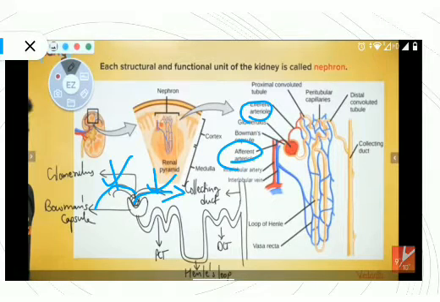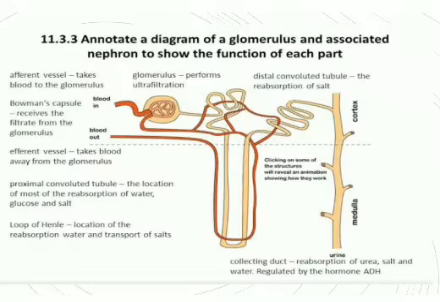This is the afferent arteriole, the blood vessel which carries the blood with waste material. That blood goes into the Bowman's capsule for filtration, and the filtered blood comes out from the Bowman's capsule through the efferent arteriole. I think that is clear, and let's move on.